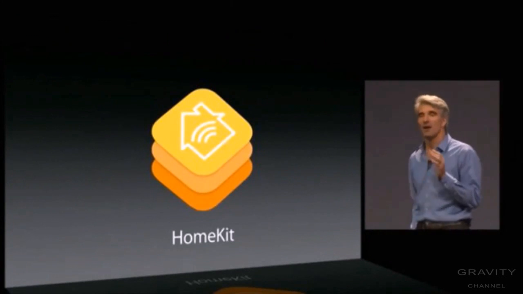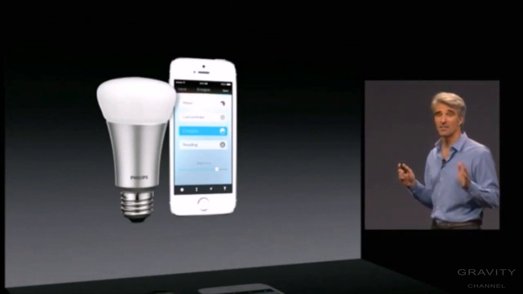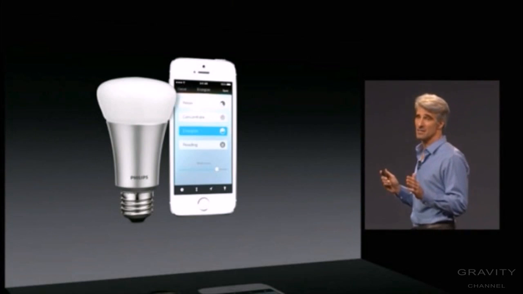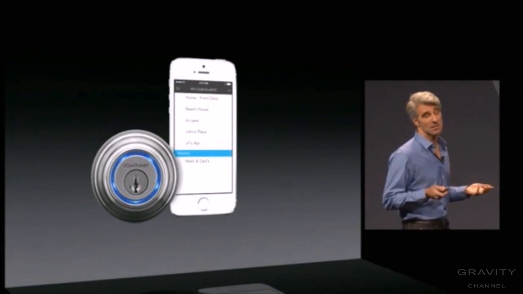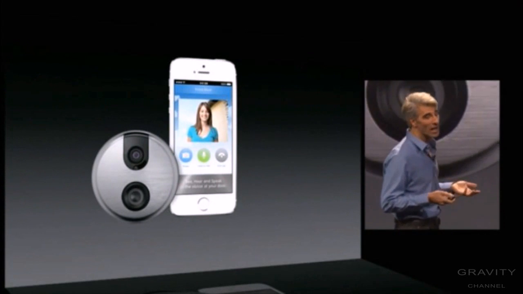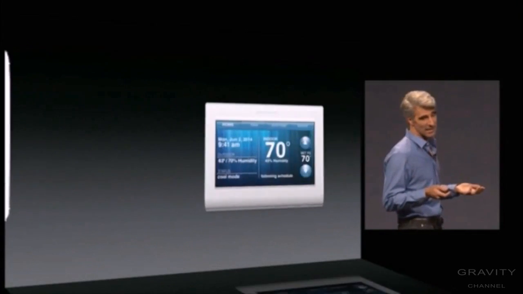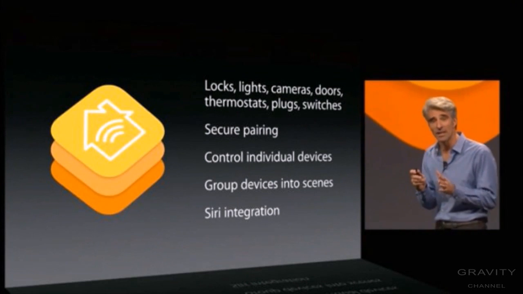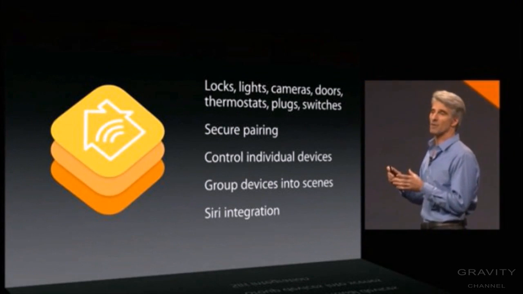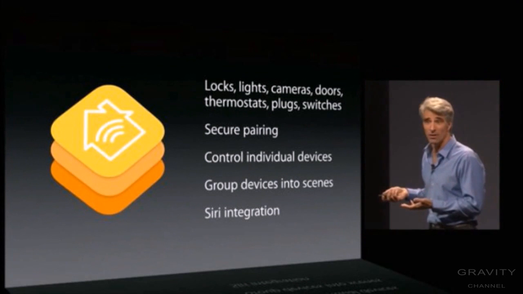HomeKit. Now, there are a lot of great home automation devices coming on the market these days, and they have companion apps, things like lights and door locks, webcams, garage doors, and thermostats. A common network protocol that has secure pairing to ensure that only your iPhone can open your garage door or unlock your door.